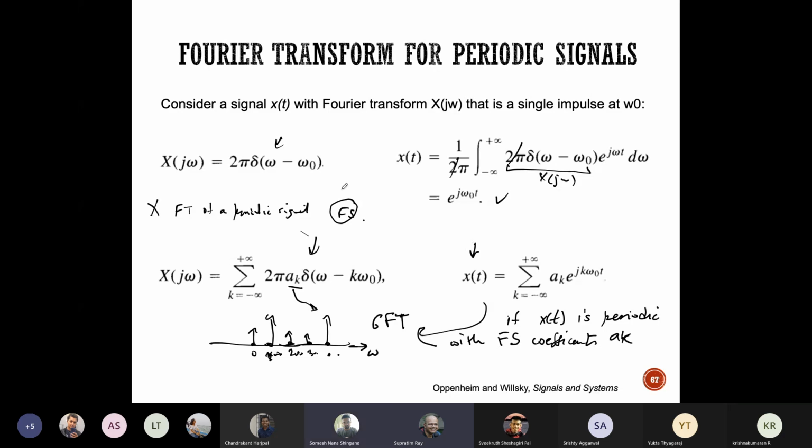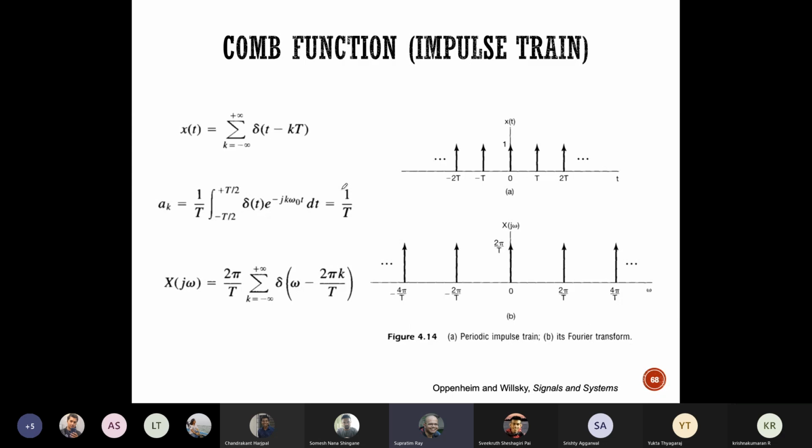Okay, so this is the thing that I really want to talk about, because we will find it very handy. This is what is called a comb function, or an impulse train function. It's nothing but just a bunch of delta functions separated by a period of T. So it's a continuous periodic signal. Correct?